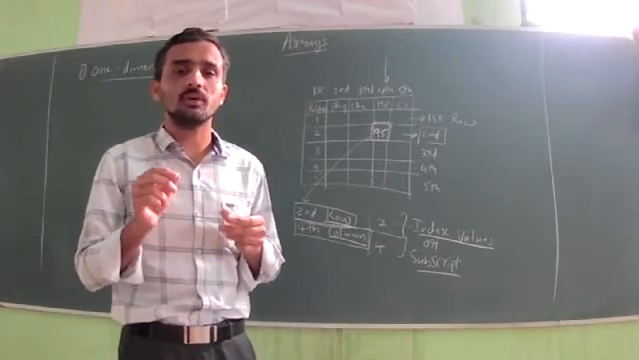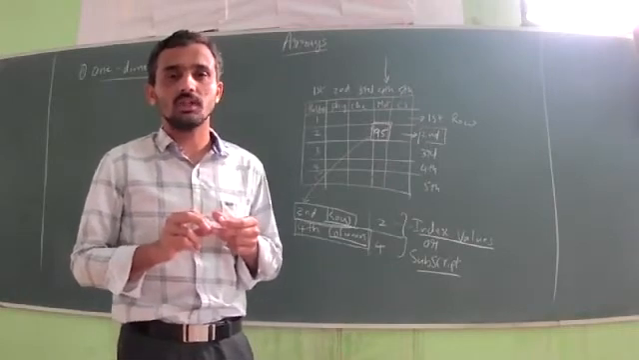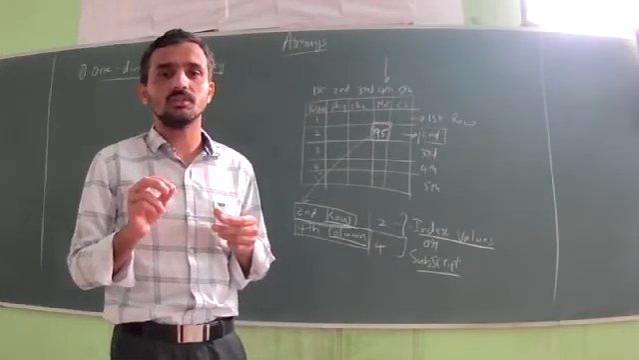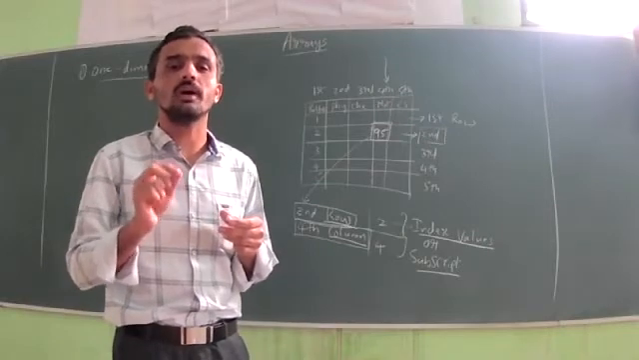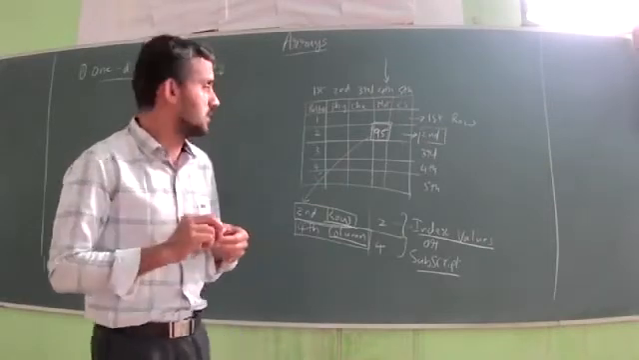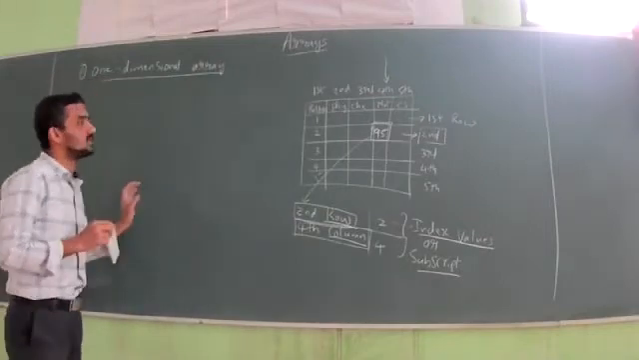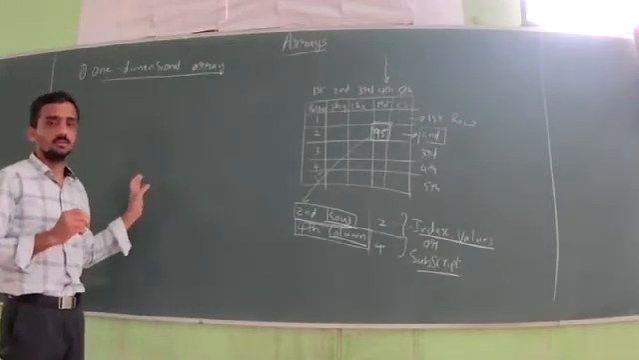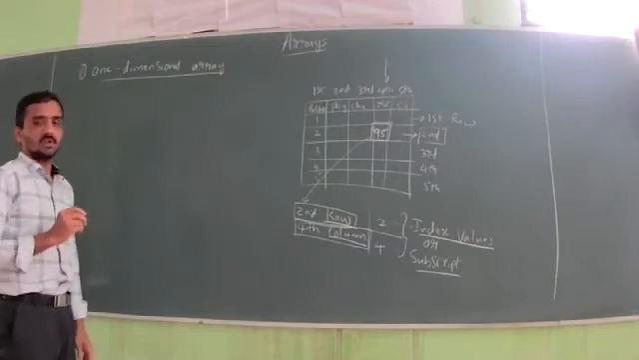More than two subscript values are required. So a one dimensional array is a collection of elements with the same name and same type, but with only one subscript value. Okay, understood? So now, before I go to the syntax and example, there are some things we will try to understand.